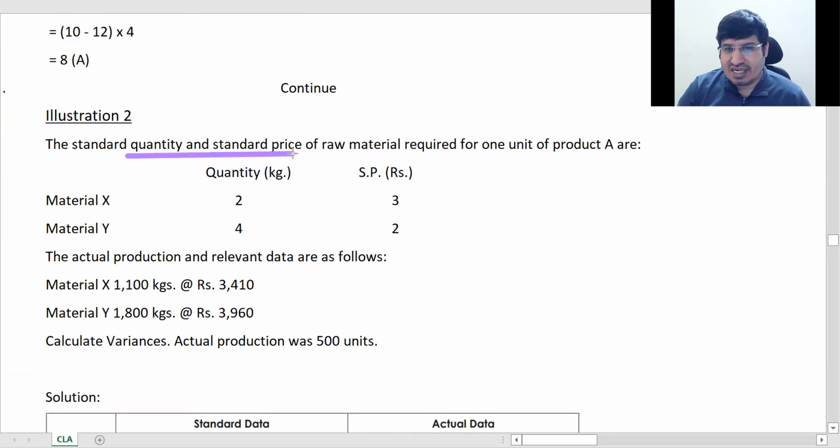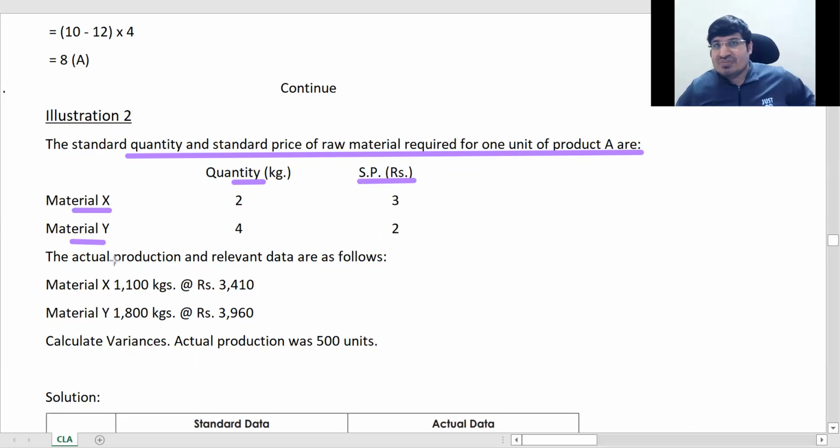Standard quantity and standard price of raw material required for 1 unit of product A. Output is product A. For 1 unit, this is the standard quantity and this is the standard price per unit. And you have to put two materials X and Y. So in cases like this only you get mix variance also, when you are putting two things. So chalo, this is for 1 unit of material.